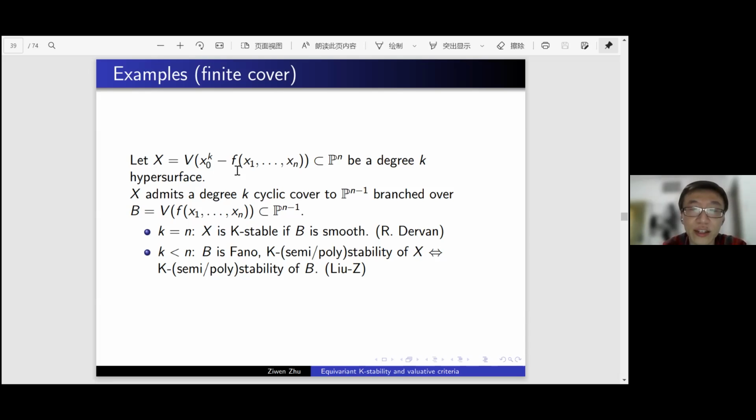Okay, so this is another example where we work with the equivariant setting. We are actually using some of the arguments in our proof to show that when we have a finite cover, in this example we are using a cyclic cover, but a finite cover doesn't have to be cyclic, we also have some results about K-stability. So I think these are the examples I wanted to talk about for the usefulness of equivariant K-stability.